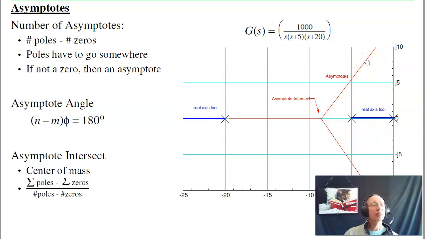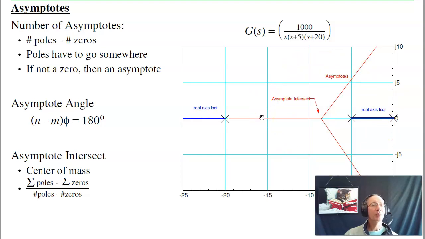To figure out what the asymptotes are, I need the number of asymptotes. I've got 3 poles, no zeros. 3 extra poles have to go somewhere. They go to your three asymptotes. The asymptote angle is 3 times theta equals 180 degrees. Solve for theta. It turns out you get plus 60, minus 60, and 180. 180 is an oddity. 3 times 180 is 180, because 180 once, 180 twice, 180 3 times, and back at 180.